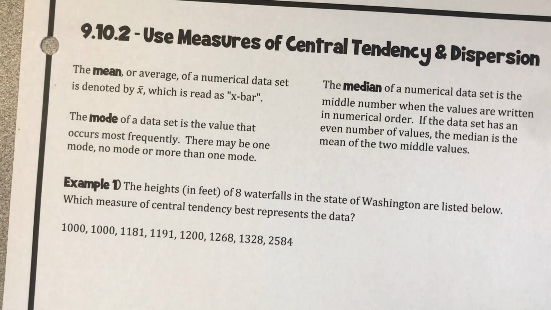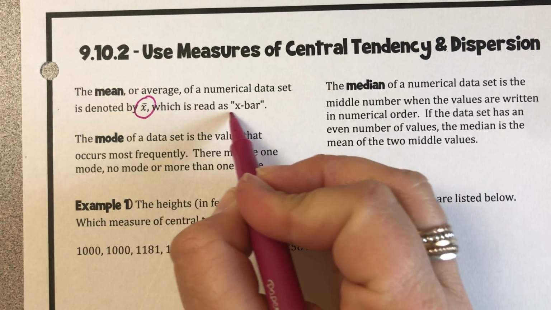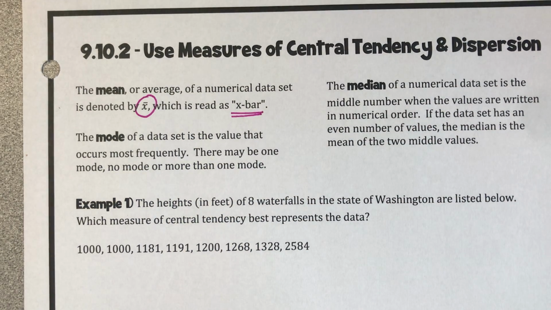Okay, the mean is the average. You total up your data items and divide by how many data items you have. And that, from now on, in math is going to be referred to as X bar. Okay, and that just means the mean, which is the average.